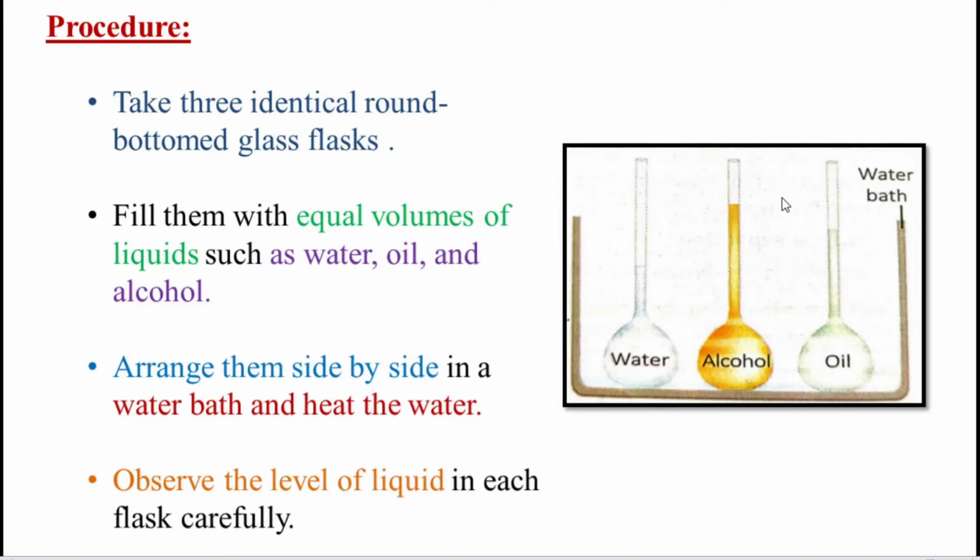You can see in the picture, the three round bottomed glass flasks are filled with different liquids. One flask is filled with water, another with alcohol, and finally the third one with oil. The three identical flasks are placed in a water bath. Arrange them side by side in the water bath and heat the water. Now I am going to heat the water. What will happen? Observe the level of the liquid in each flask carefully. So when we heat, we have to carefully watch the level of the liquids.